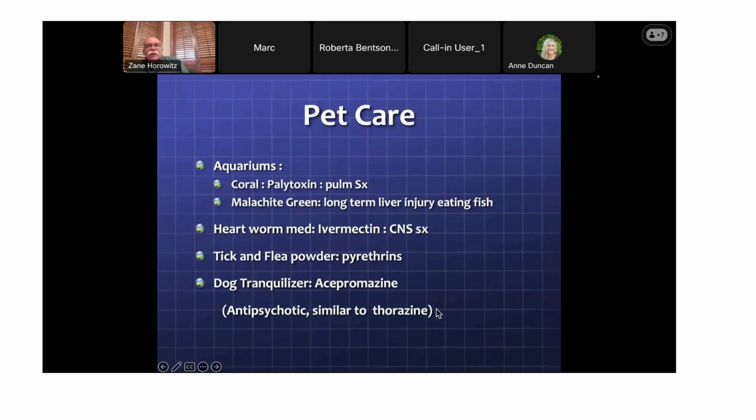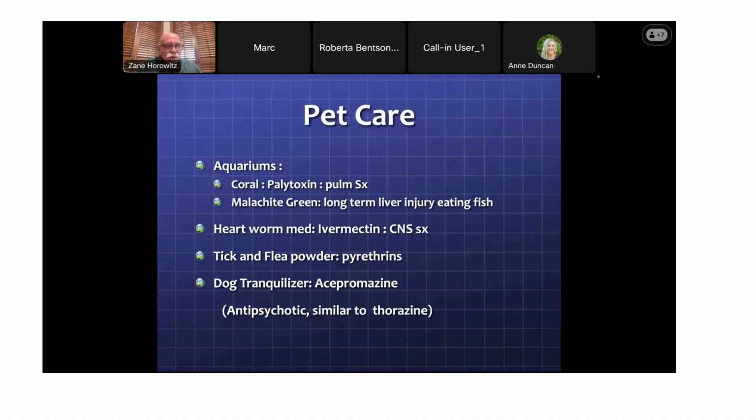And finally, they always ask about some pet care products in general. There aren't too many that cause problems. We see in aquariums, we have seen several cases of coral being washed or cleaned, and they release palytoxin and develop pulmonary symptoms as it off gases off the coral. And again, these usually be monitored, pulse ox done, get a chest x-ray.